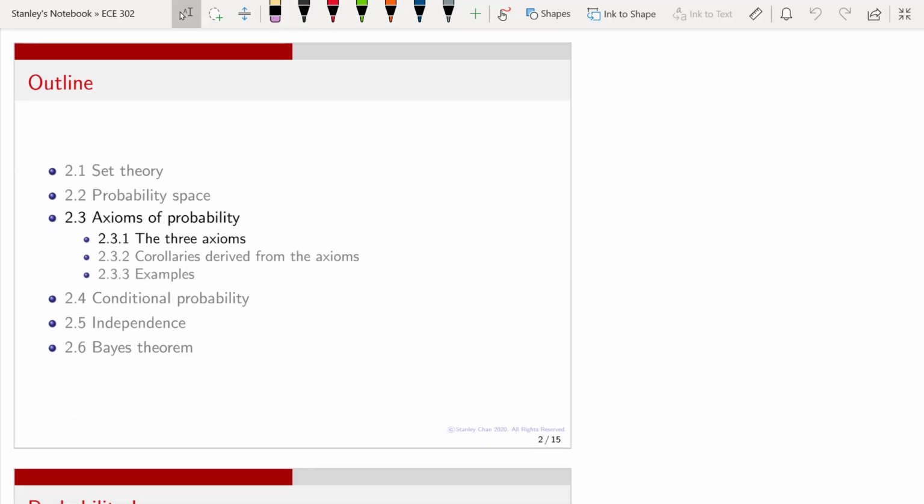Here's the outline for today's lecture. Last time we talked about probability space, where we introduced the three elements of a probability space, which contains the sample space, the event space, and also the probability law. In this lecture, we're going to discuss three axioms that define the probability law. And then we're going to look at a few corollaries that will be derived from the axioms, and then we will look at some examples.